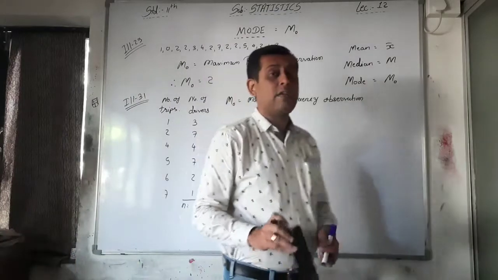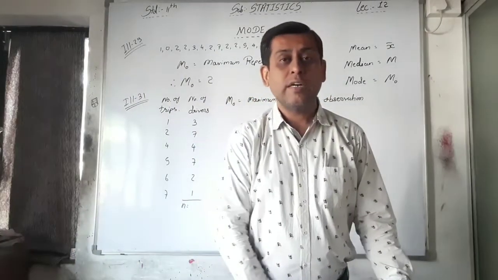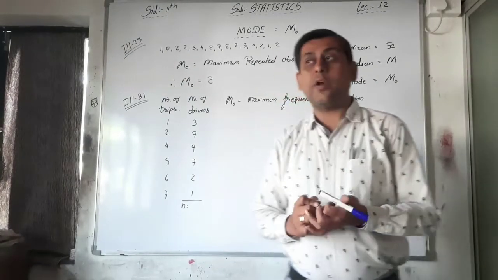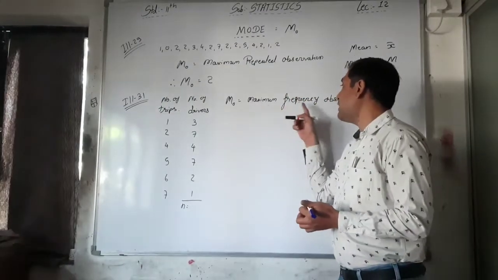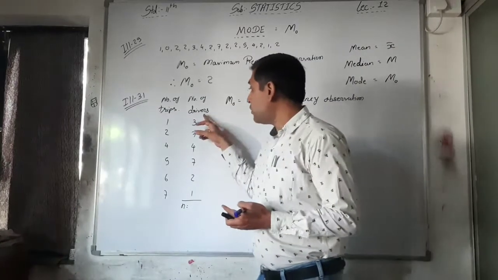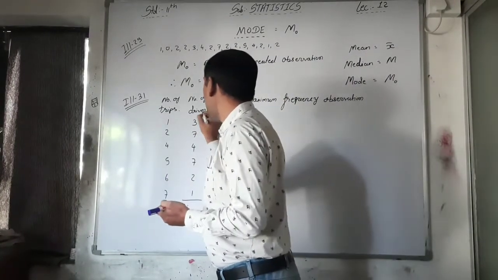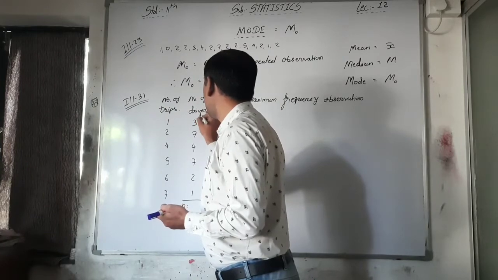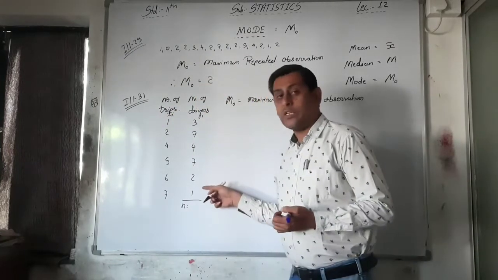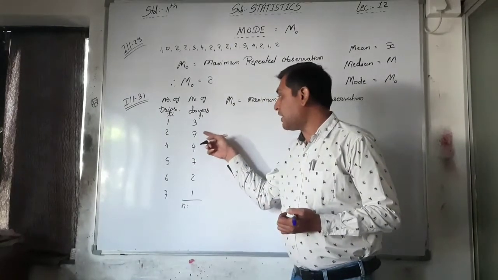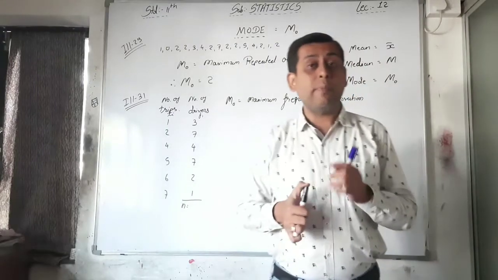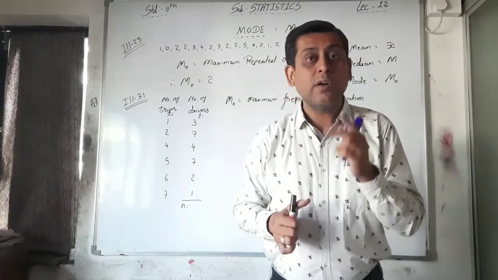This is again an example of discrete group data, and for discrete group data we have to use the formula of maximum frequency observation. Right, here see the frequency, this is your f and this is your x. Maximum frequency you have to see here, that is 7, but it is 2 times.